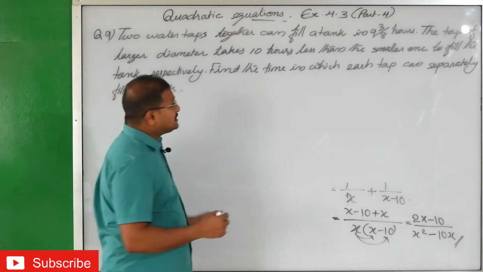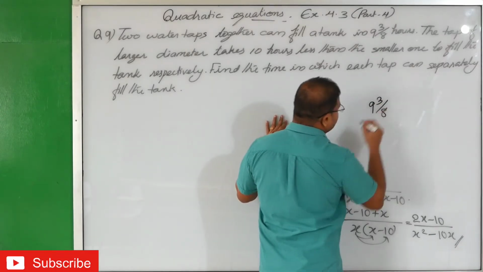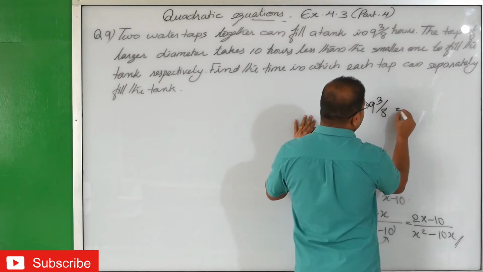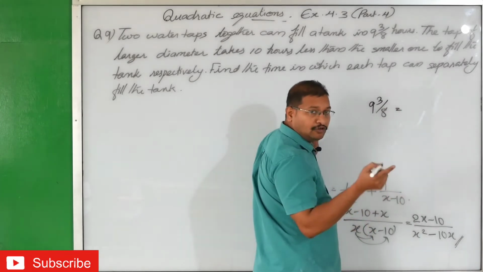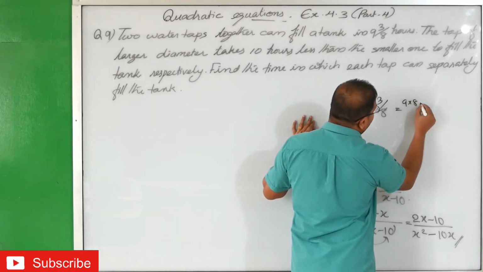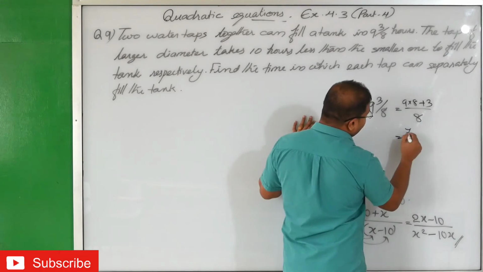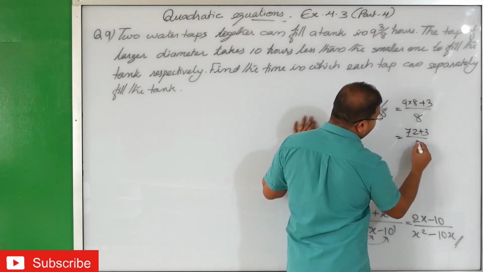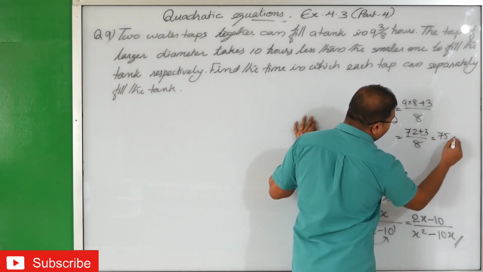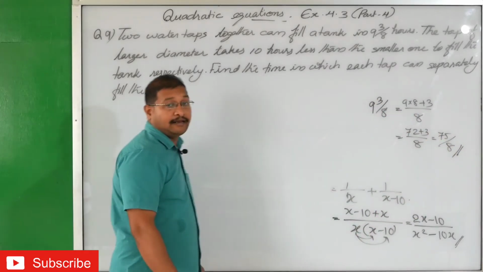But the total time is already given. How much? 9 and 3 by 8. So what we'll write now, this is a mixed fraction. We'll change it into an improper fraction. That means 9 into 8 plus 3 by 8. 9 8s are 72 plus 3 by 8 equals 75 by 8. This is the time taken by both of them, isn't it?